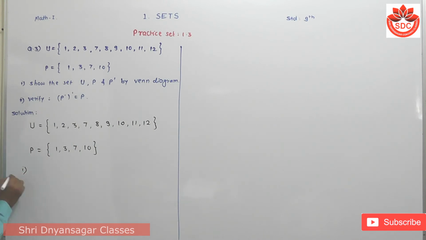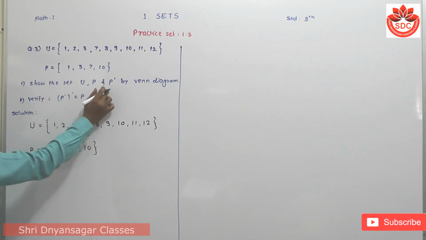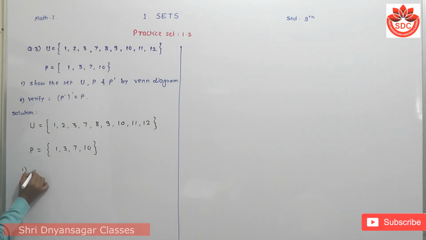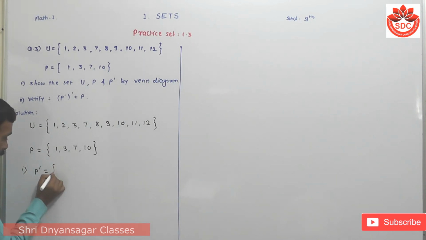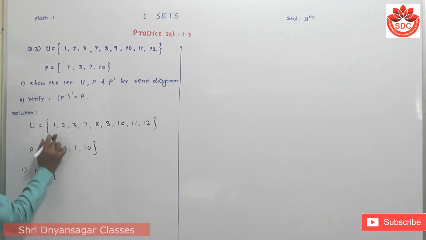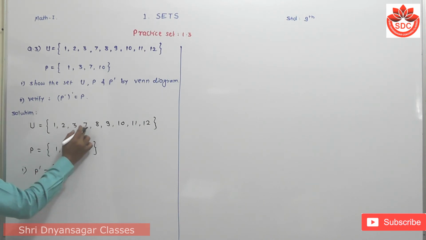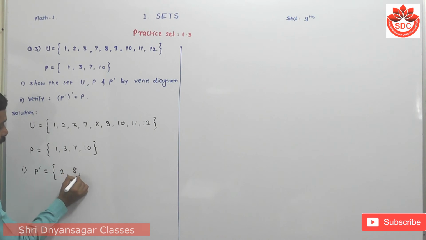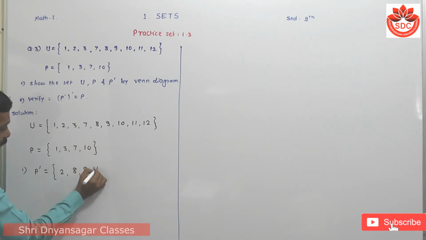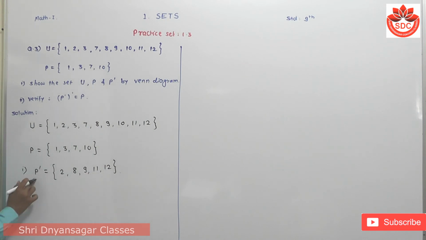Now first we have to represent it using a Venn diagram. For this, first we have to show P dash here also. Therefore P dash is the elements present in U but not in P. The elements are 1 is present here, we write here 2, 3 is also present, 7 is also present, then 8, 9, 10 is present, then 11 and 12. This is the P's complement. Then we express it using a Venn diagram.